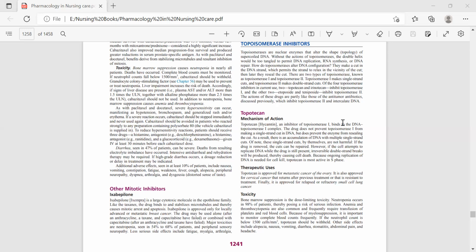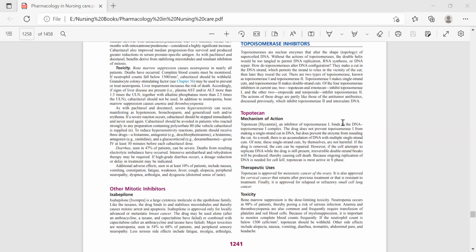The therapeutic use is that it is used for metastatic cancer of the ovary, and it is also approved for cervical cancer that returns after previous treatment or that is resistant to treatment. It is also approved for relapsed or refractory small cell lung cancer.